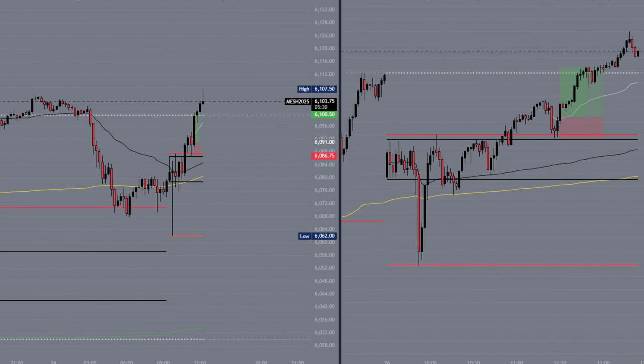I avoided all of the confusing mess in the very beginning. I let buyers show me that they had control, and then I took an entry off of the 2-minute chart, playing the initial balance high as my key level. Then taking a high of day anchored VWAP breakout play, riding price to yesterday's high where I took profit.